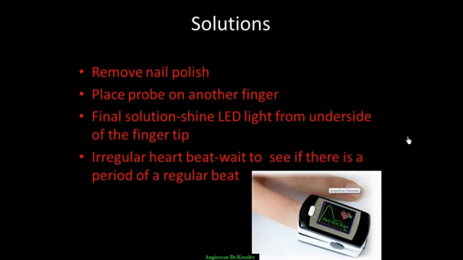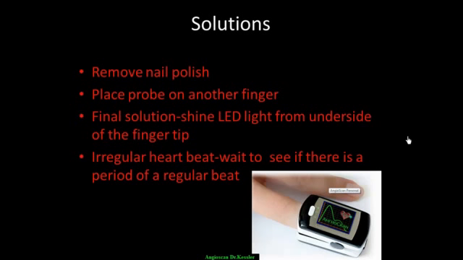Sometimes it's the nail polish, so you might want to remove the nail polish. But this machine is a little stronger than machines of its type as far as the way the infrared light works, and you can leave it on the normal way but turn it a little, at a 45-degree angle, and sometimes it will get right through, even if they have nail polish. But you could also remove the nail polish. You could place a probe on another finger. Final solution, shine the LED light from the underside of the fingertip. So you just flip it around to the bottom side and try to read it.